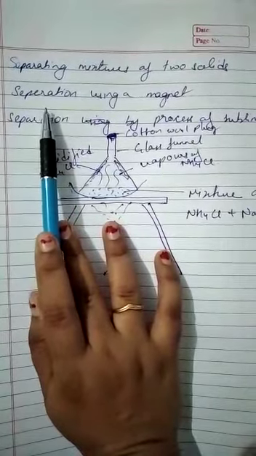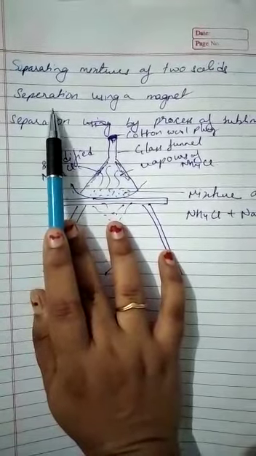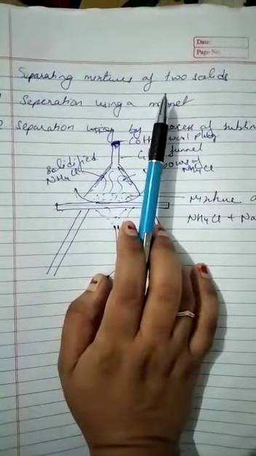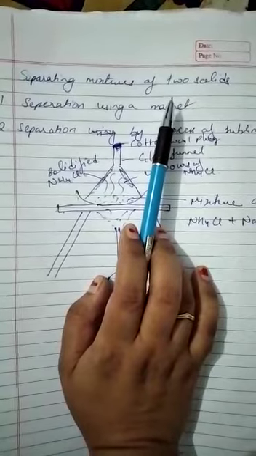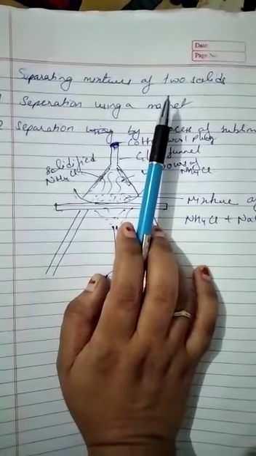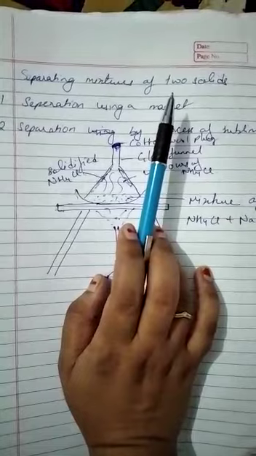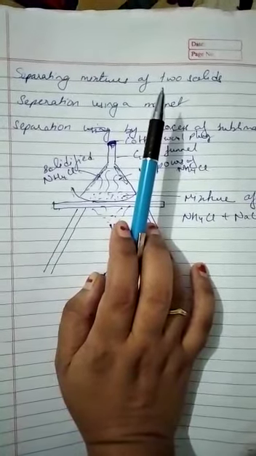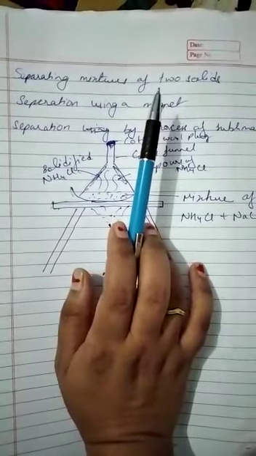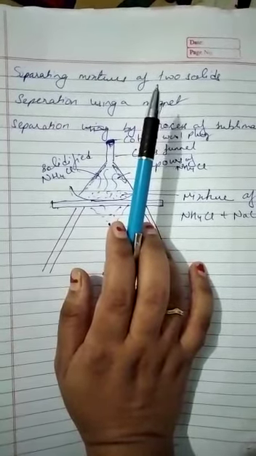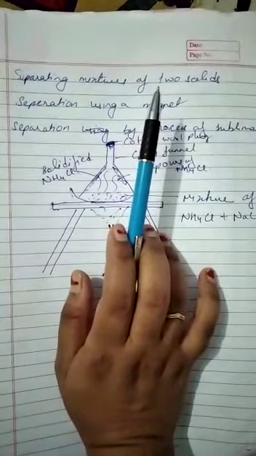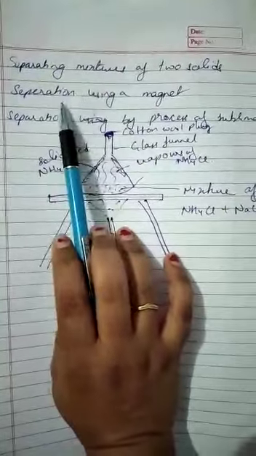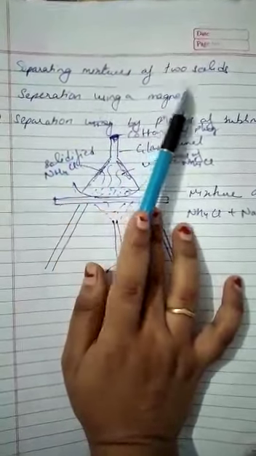Heterogeneous mixtures can be separated into their respective components by simple physical methods such as hand picking, sieving, and filtration in everyday life. However, for separating homogeneous mixtures we need techniques which are different depending upon the difference in one or more physical properties of the constituents of those mixtures. So in this video we are going to study separating mixtures of two solids.